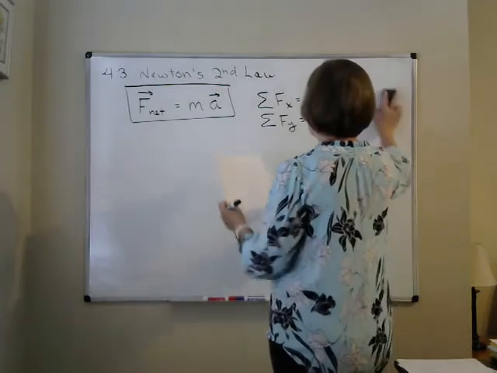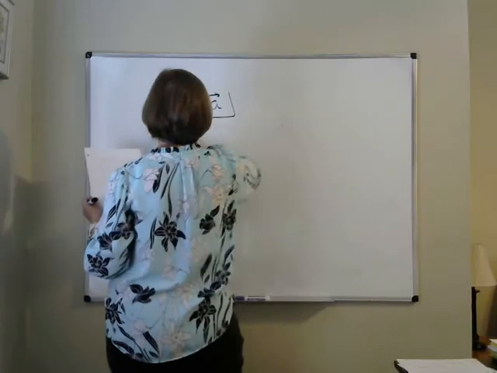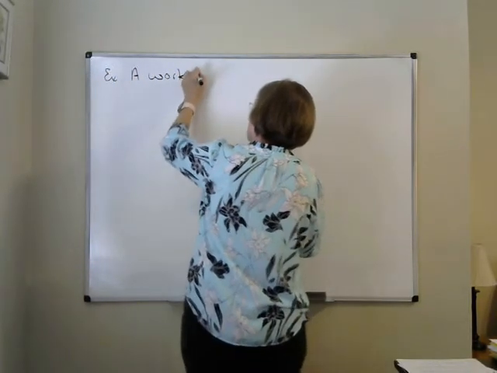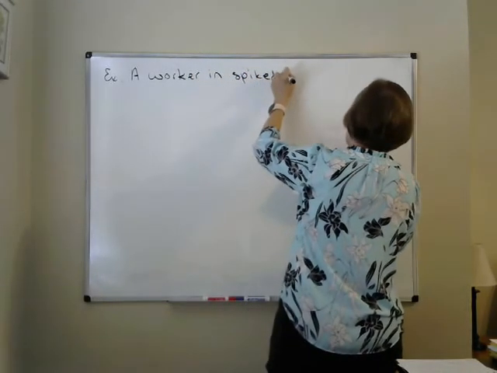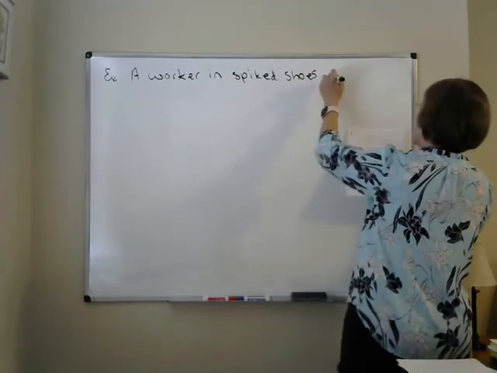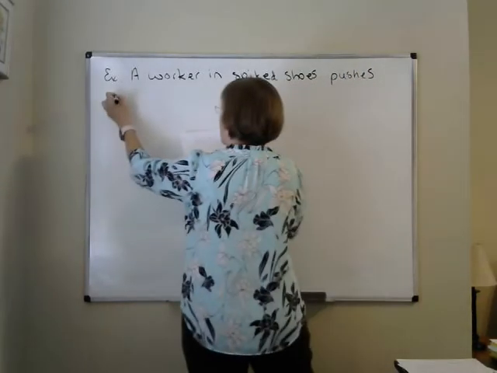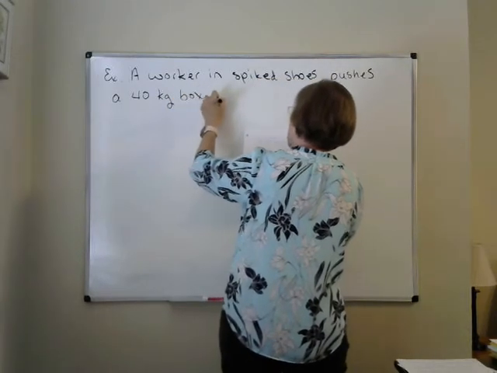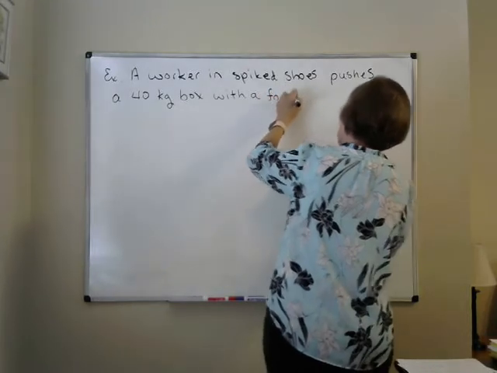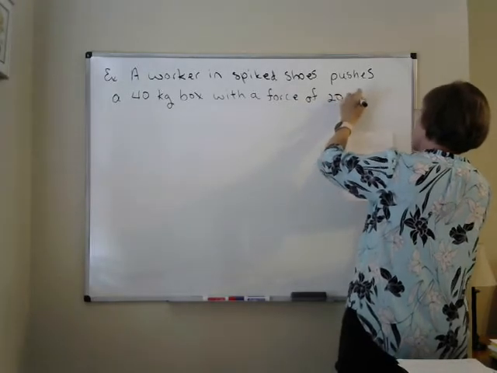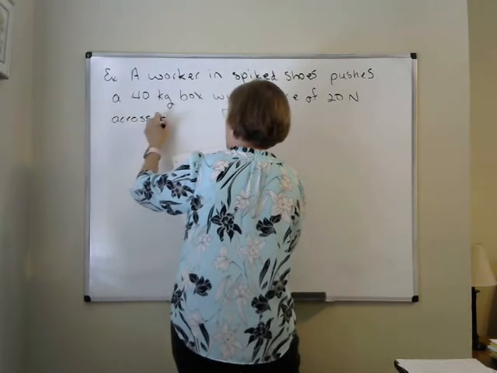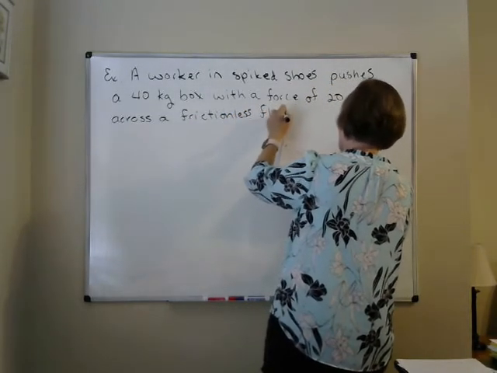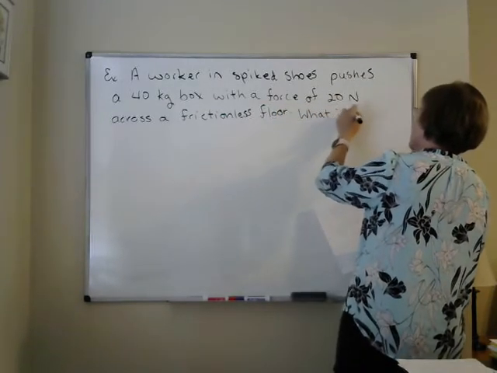Let's do a couple of examples. A worker in spiked shoes pushes a 40-kilogram box with a force of 20 newtons across a frictionless floor. What is the acceleration of the box?